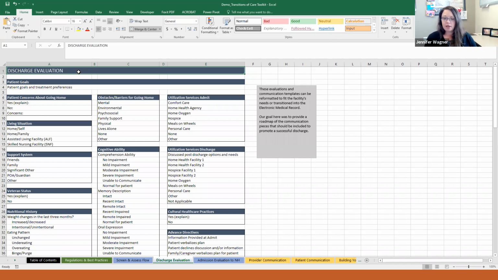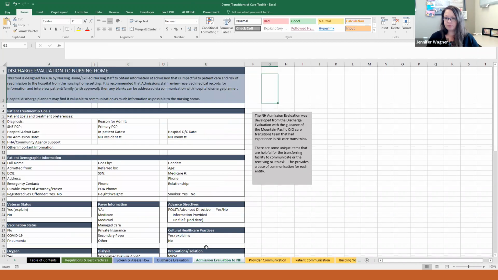The nursing home one is slightly different, as there are some specific information pieces that nursing homes find very valuable, and we built that piece with our quality improvement organization here in Montana and their nursing home team. So as I mentioned, this one has some different information that a nursing home would need when they're getting a patient back.